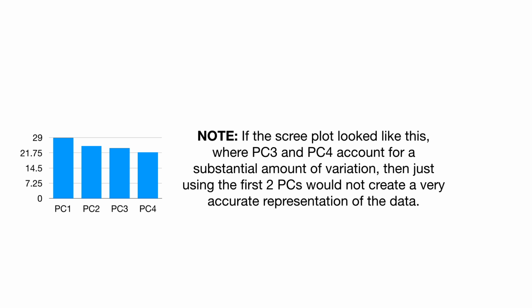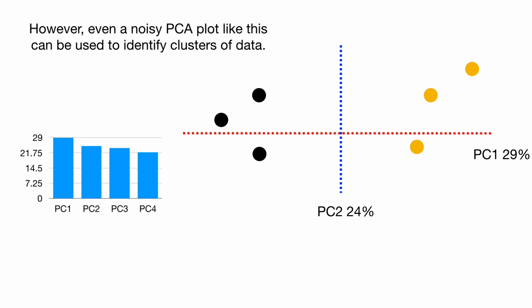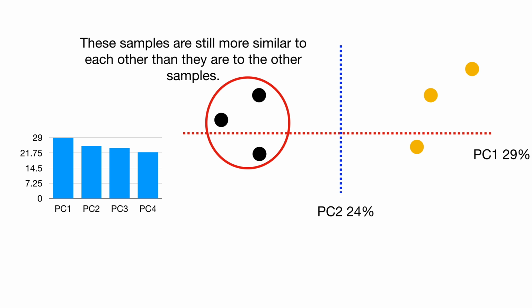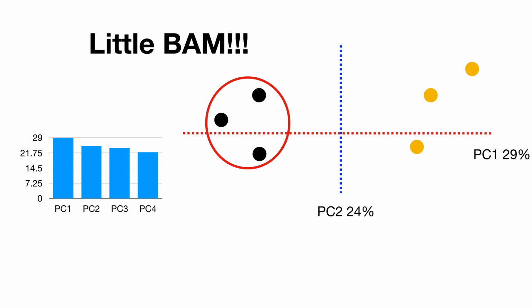Note, if the scree plot looked like this, where PC3 and PC4 account for a substantial amount of variation, then just using the first two PCs would not create a very accurate representation of the data. Wah wah. However, even a noisy PCA plot like this can be used to identify clusters of data. These samples are still more similar to each other than they are to the other samples. Little bam.